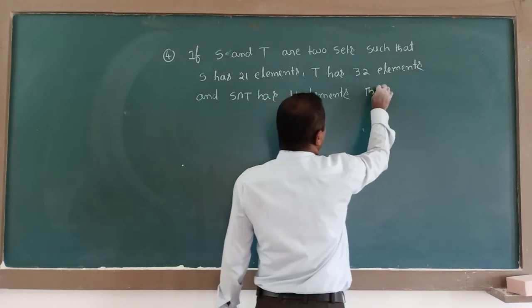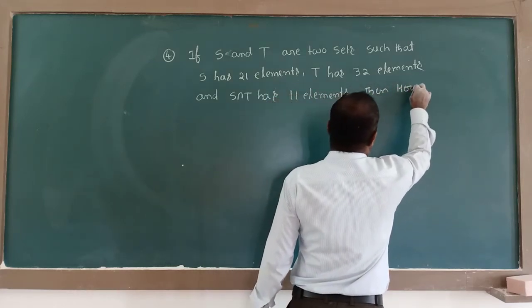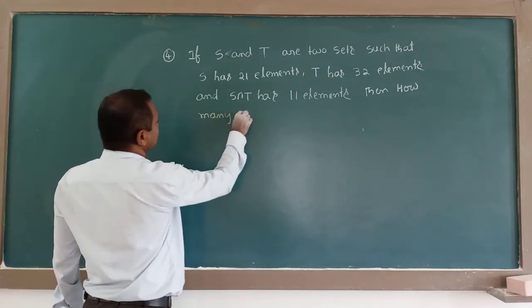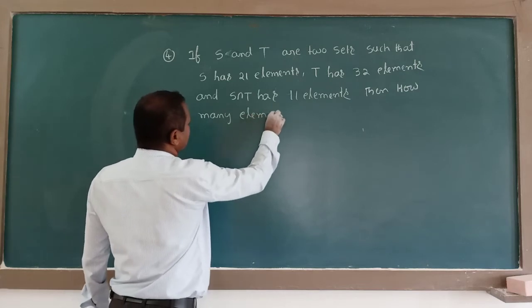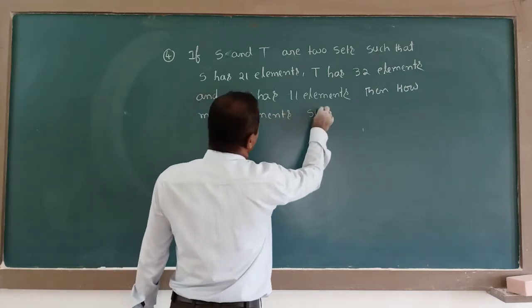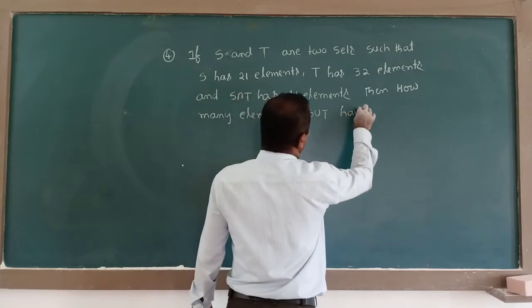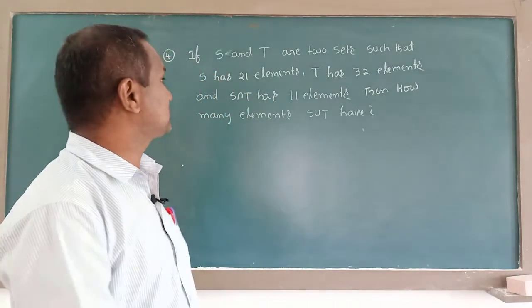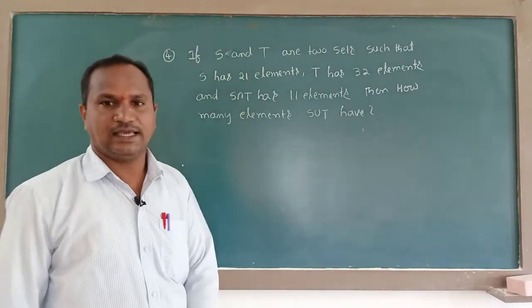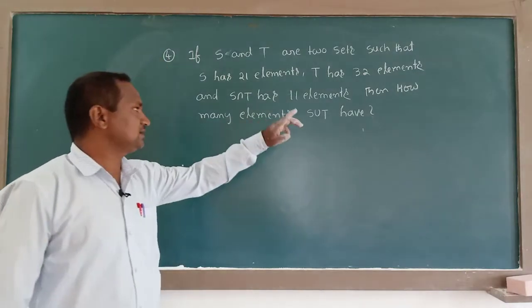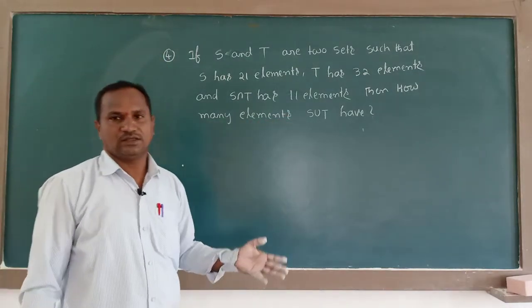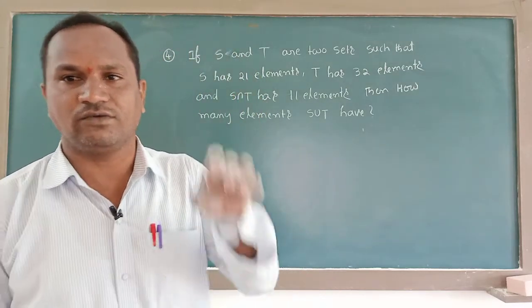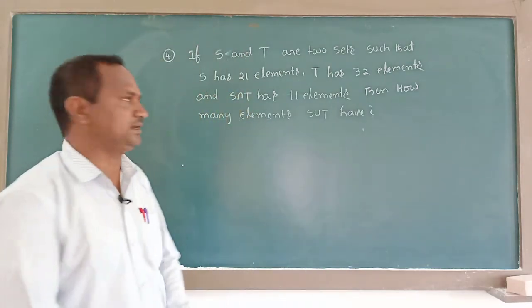How many elements does S union T have? They gave two sets here. S has 21 elements, T has 32 elements, and S intersection T has 11 elements. They gave separate elements and common elements. With the help of all these three, we have to find the union of S and T here.